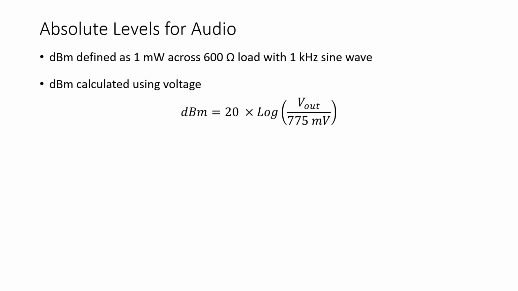Now we can also use the dBm to make calculations when we're given voltage values, where the dBm equals 20 times the log of V out over 775 millivolts. And the 775 millivolts we see here is simply the voltage value that's required to dissipate 1 milliwatt across a 600 ohm load.